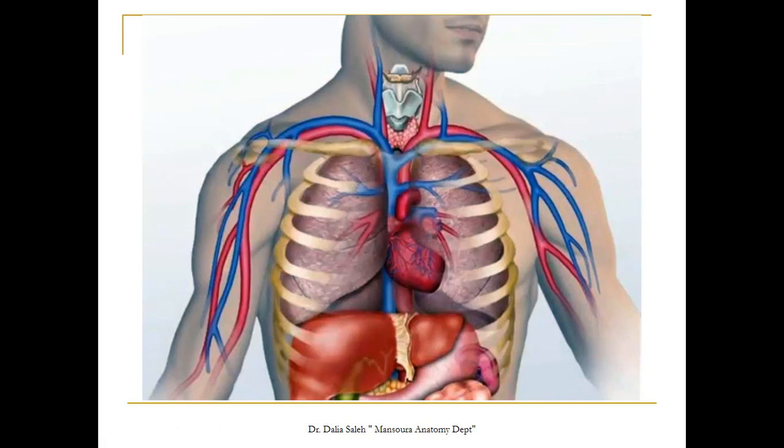On the left side, they arise separately from the arch of the aorta. So we have the left subclavian and left common carotid. But on the right side, the right subclavian and the right common carotid unite and form a trunk called brachiocephalic trunk. And again, brachium means arm and cephalic means head. So the brachiocephalic artery is the artery that will later on divide into subclavian to supply the brachium or the arm, and the common carotid that will supply the head or the cephalic part of the body.